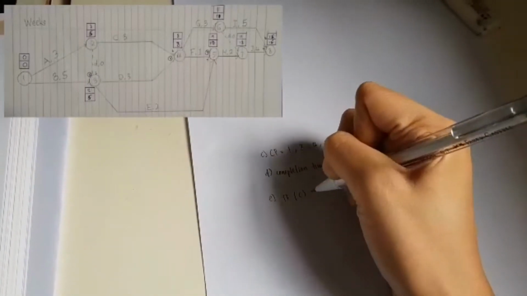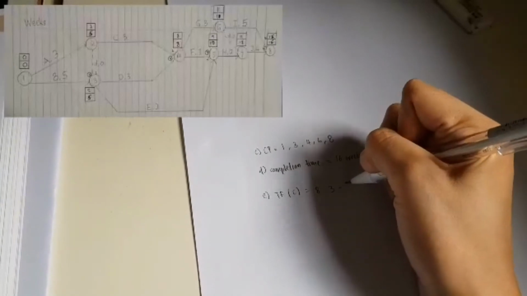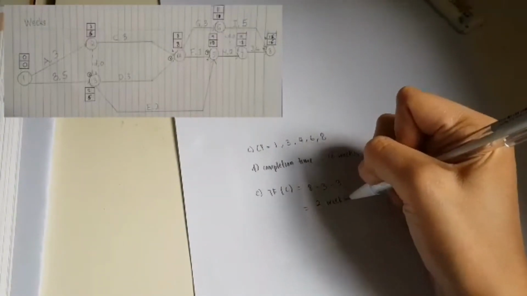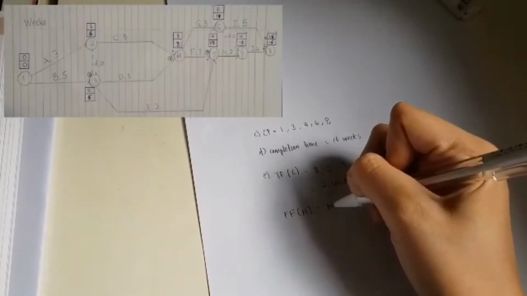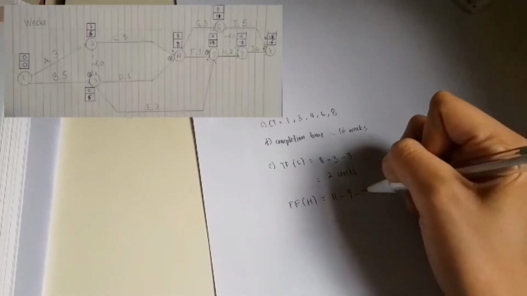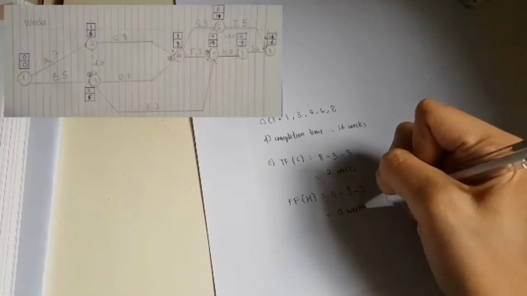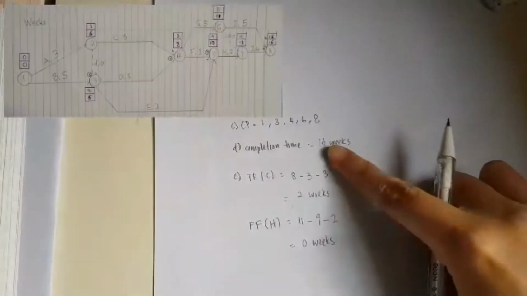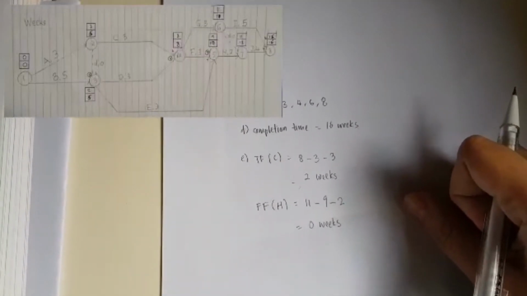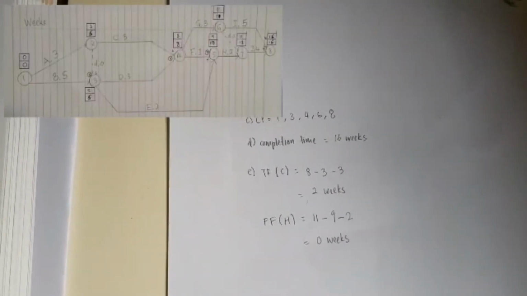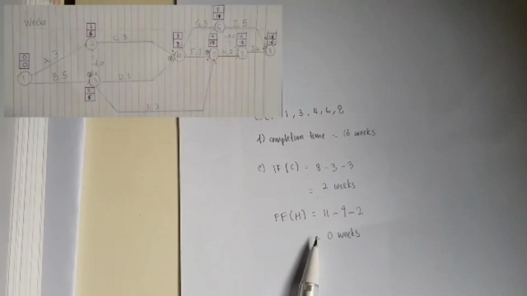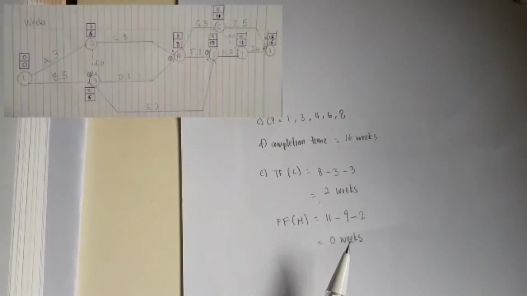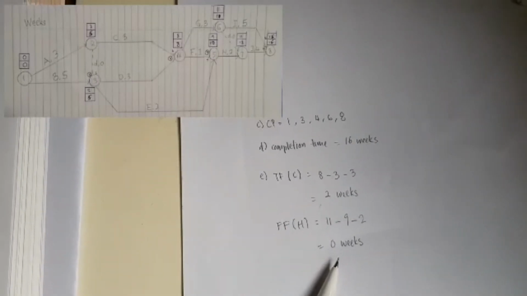So next we have to find the total float. Total float for C, so it is 8 minus 3 minus the duration 3, so we got 2 weeks. And then we have to find the free float for H, so it is 11 minus 9 minus the duration 2, so you got 0 weeks. The total float is the spare time available if an activity starts at earliest possible time when latest finishing time is used, so you got 2 weeks. Free float is the spare time available if an activity starts at earliest possible time when the earliest finishing time is used, so you got 0 weeks.